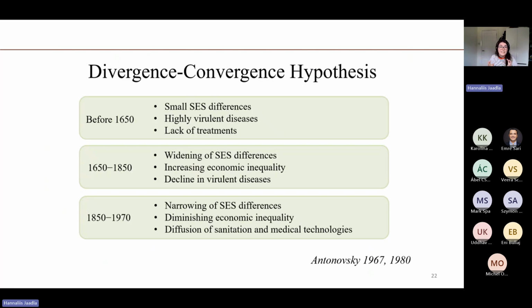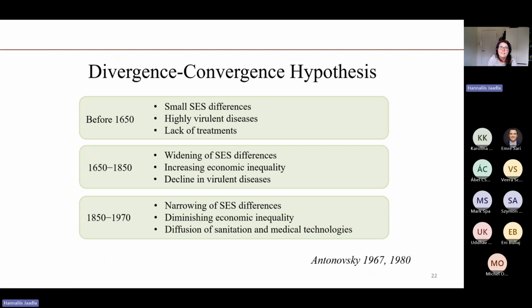So if we look at the divergence-convergence hypothesis, Antonovsky really argues that there are periods of divergences and convergences. So there's some sort of a diffusion of information about health interventions. And those periods bring about periods of convergence. So if in an early period, only certain population subgroups benefit, when there's a diffusion of that information to other population subgroups, the convergence comes about.